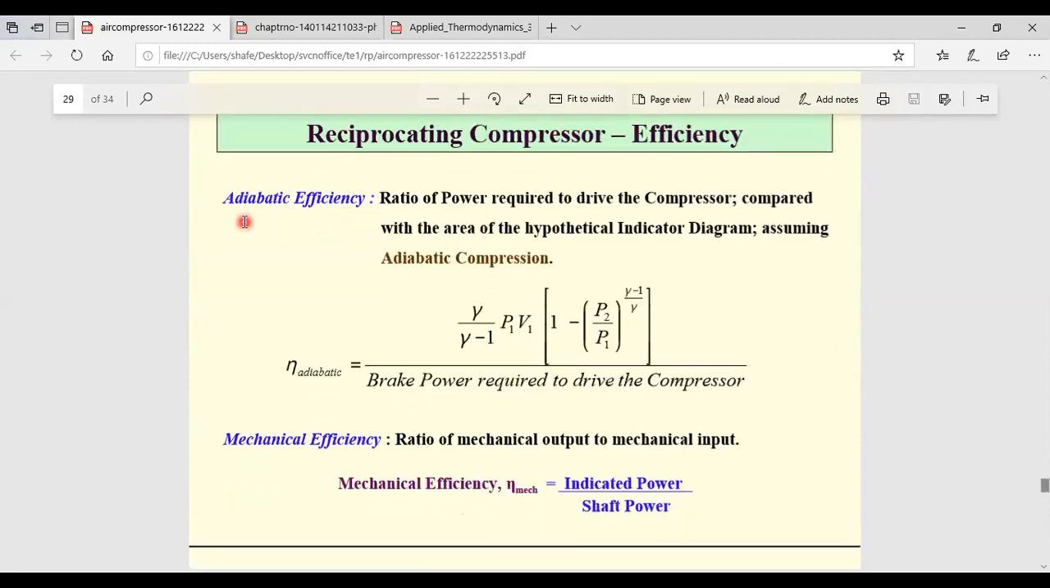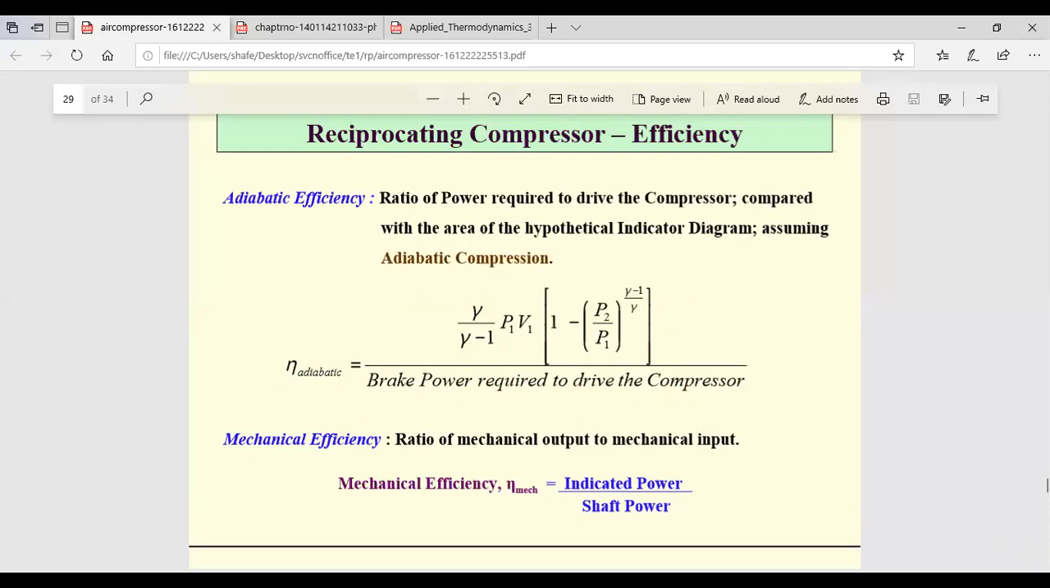We discussed this already: adiabatic efficiency. Now you see here, in the denominator you have the actual power. That actual power may be single acting or double acting, they'll give some power. Now, if I want to find the adiabatic efficiency, it is the same relation we discussed: the work done during the adiabatic process, gamma by gamma minus 1, P1 V1 [1 - (P2/P1)^((gamma-1)/gamma)], divided by the brake power required to drive the compressor, which will be given in the problem.